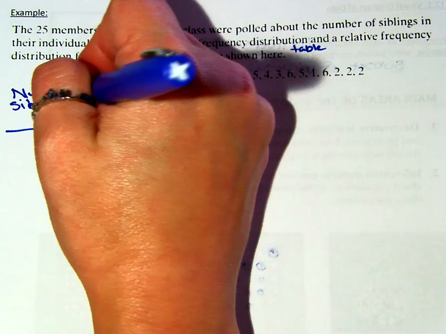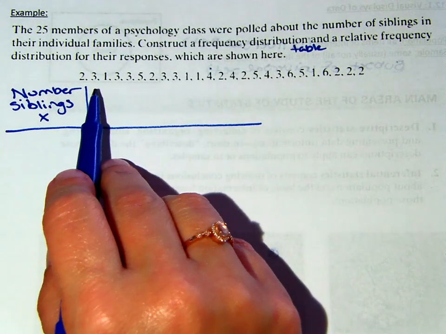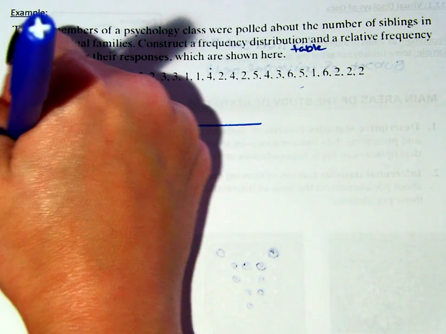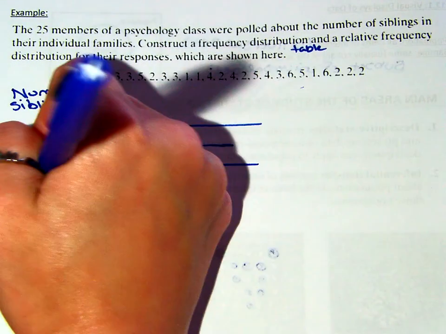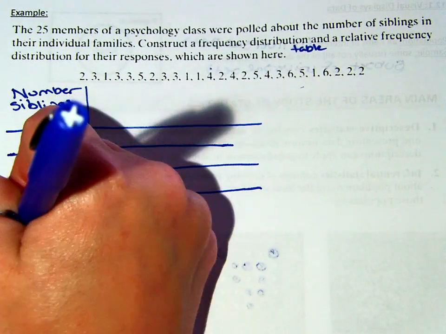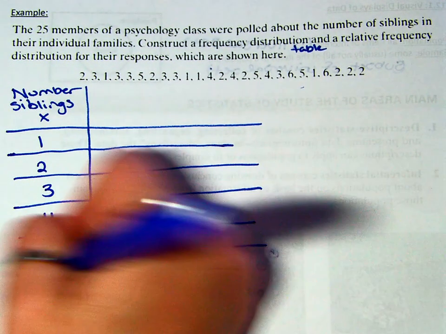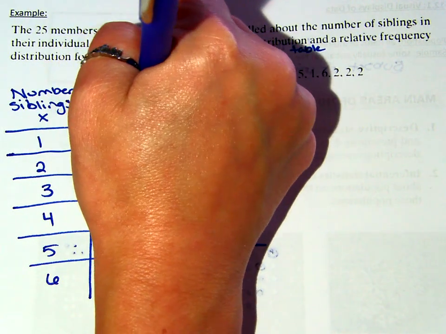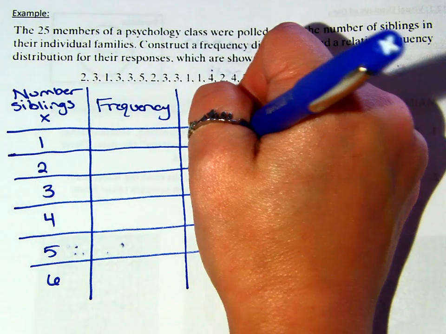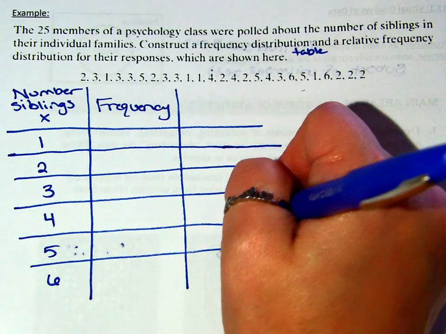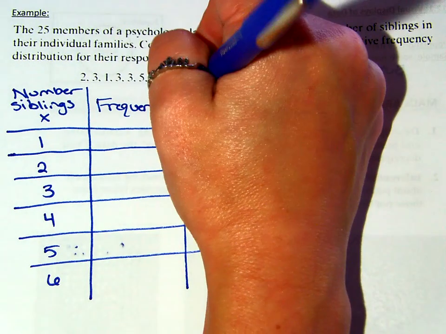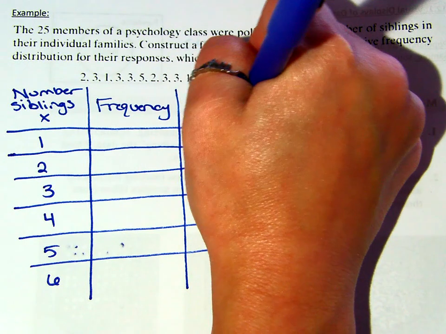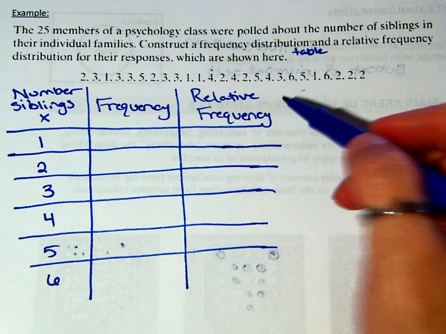And if I look through here, I have 1, 2, 3, 4, 5, and 6. Those are all the different numbers that I have. So some people had 1 sibling, some had 2. Our next column will be the frequency. Frequency is how often did that number show up. And then our last column will be our relative frequency. That's where we take our frequency compared to the total. And this will be given as a fraction or a percentage. And Pearson will tell you which form they want you to put in.